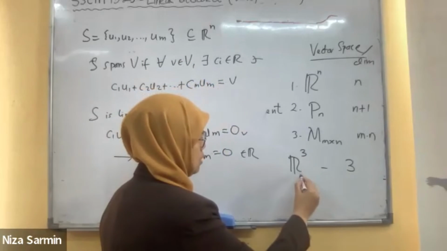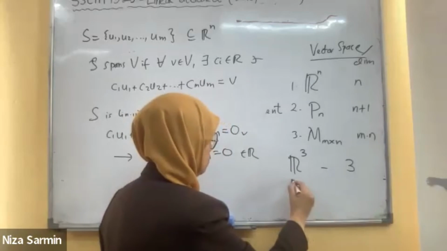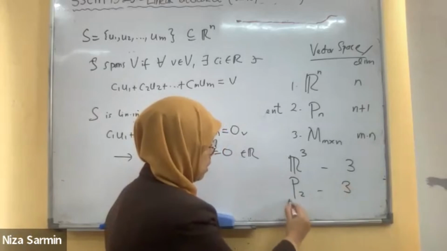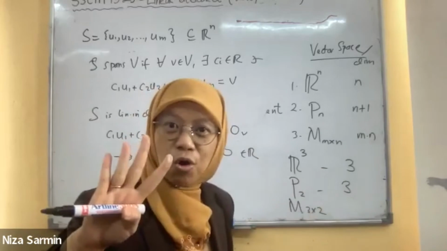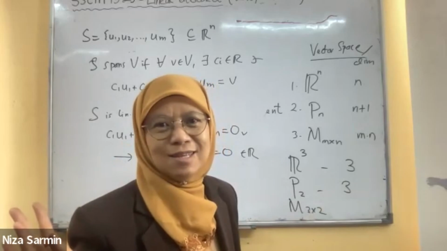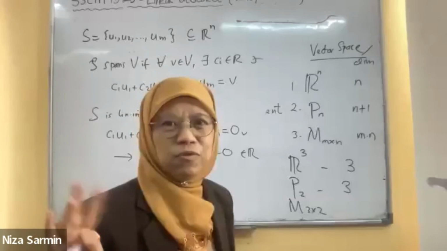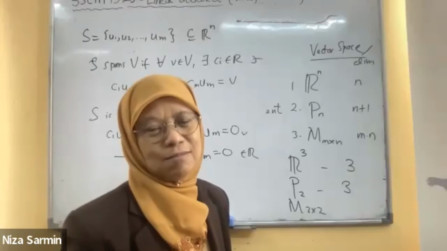So if it's 3, it is possibly a basis. Like if P2, you need 3 also. If you have M like 3 by 2 and you only have 4 in S, it is definitely not a basis because you need at least 6. If it's 7, too many, it's dependent. If it's only 4 or too little, it cannot span. All right.